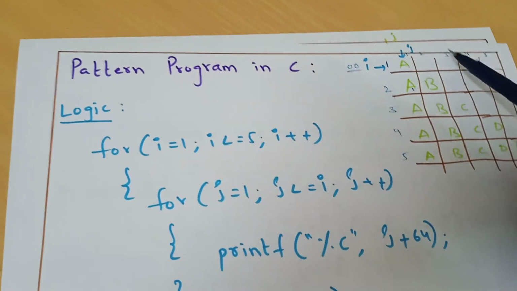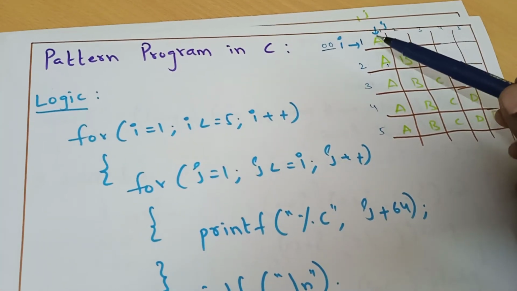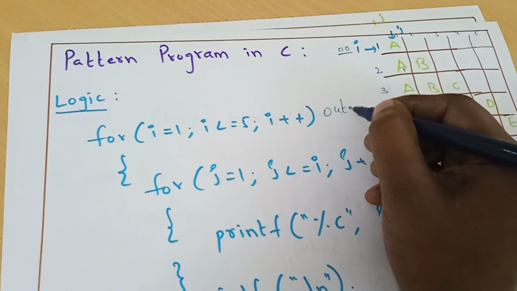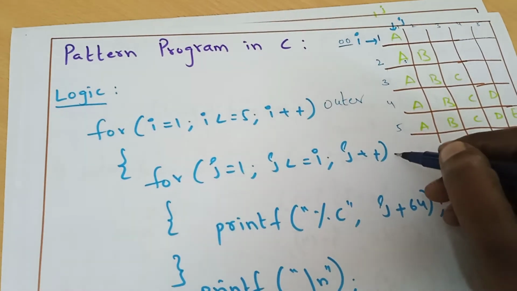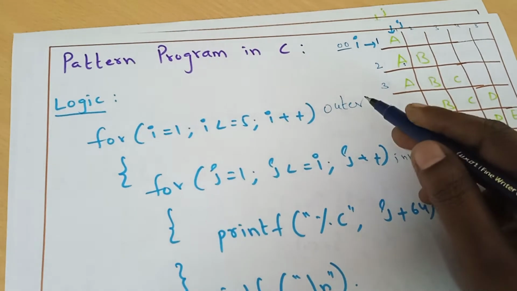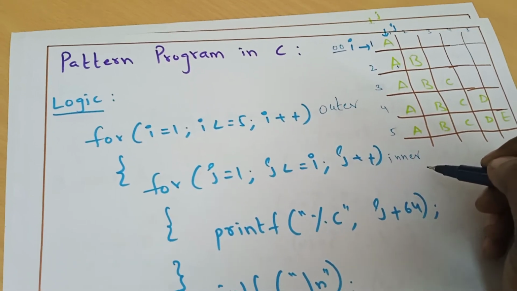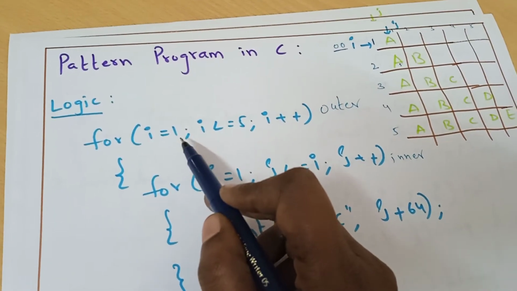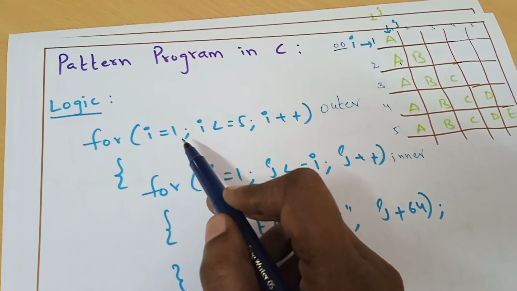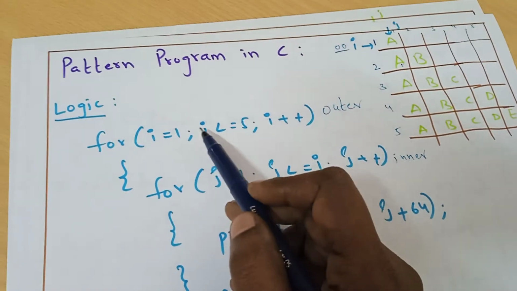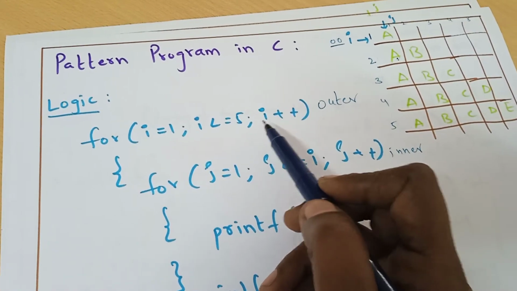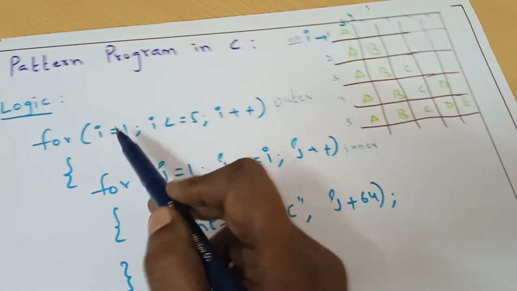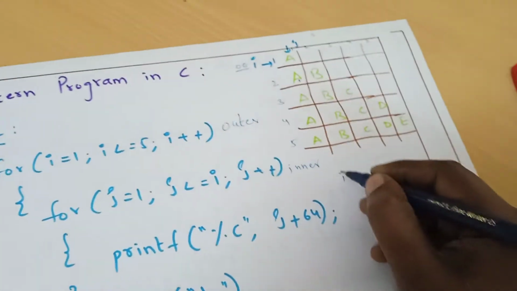I have to write two loops. This is the outer for loop, and this is the inner for loop. Using this outer for loop, I am running the loop to print the number of rows. This outer for loop is to print number of rows. I'll start from I is equal to 1.